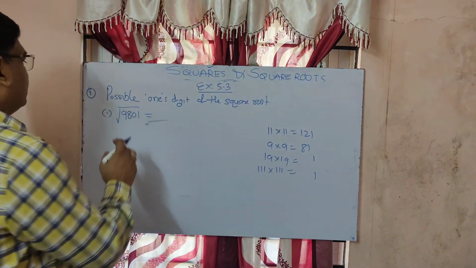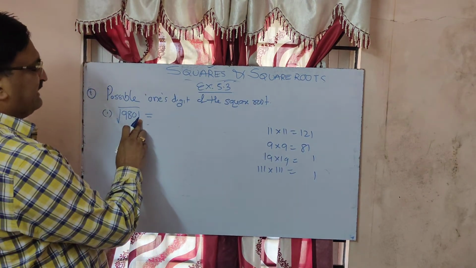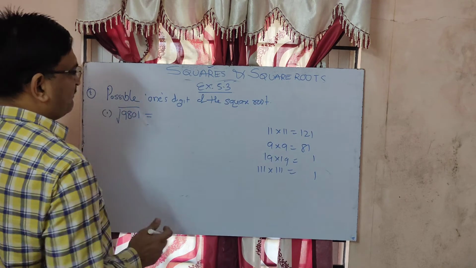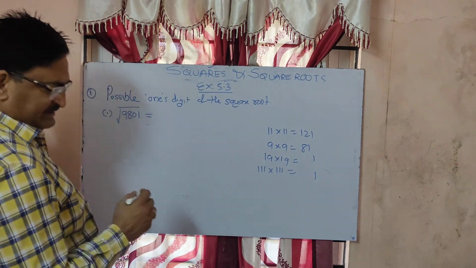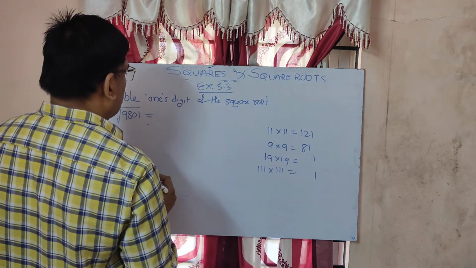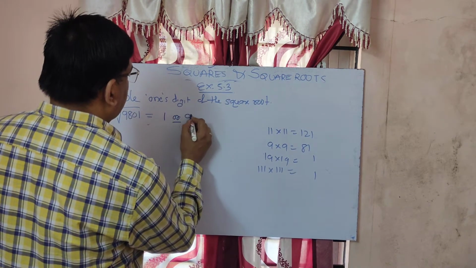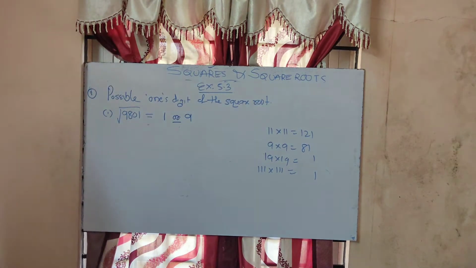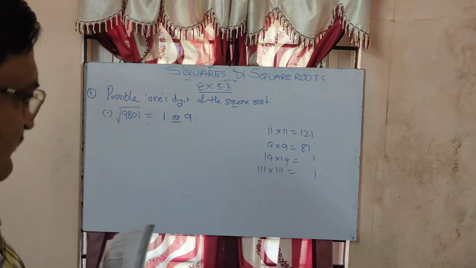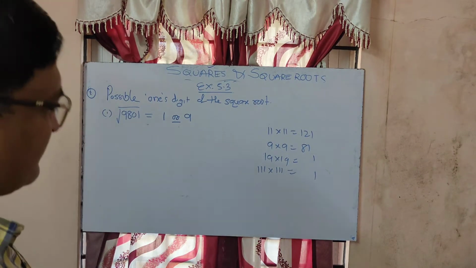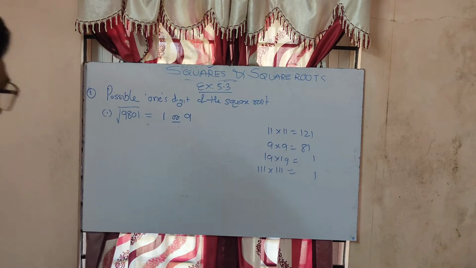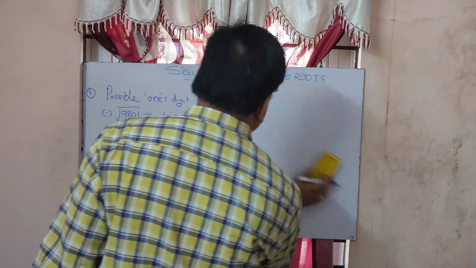In the same way, if the last number is 1, it means the square root of such numbers, whose ones digit is always 1 or 9. I already told you. If you can remember the formulas, the properties I told you, they are like this, 1 or 9. So if you want to check it, you can check it. Okay, now the next question, question number 2.